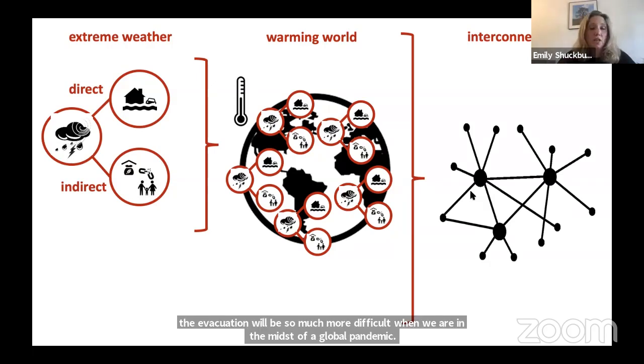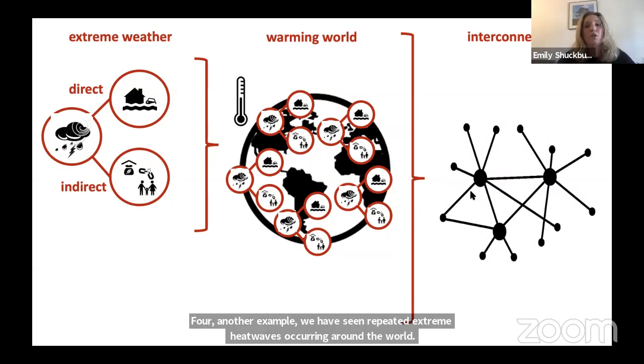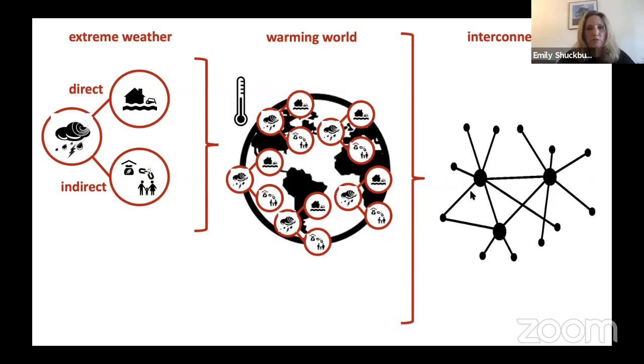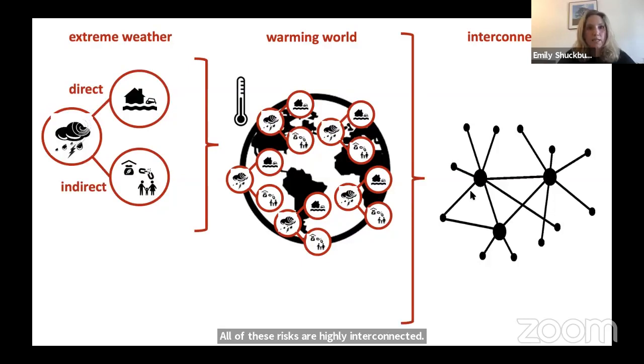Or another example would be, we've seen repeated extreme heat waves occurring around the world. When our health systems are under so much more strain and stress as a consequence of the global pandemic, then it is going to be so much more difficult to respond to the health impacts of heat waves occurring around the world. All these risks are highly interconnected, and understanding and quantifying those interconnected risks is critically important.